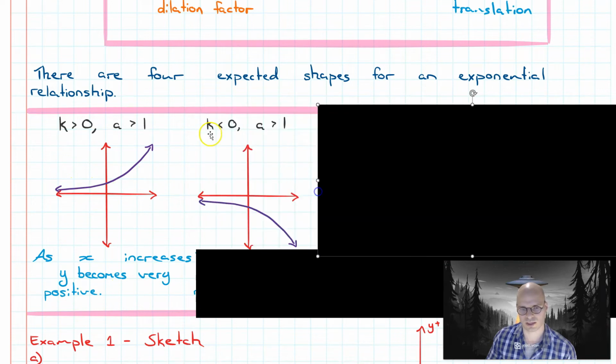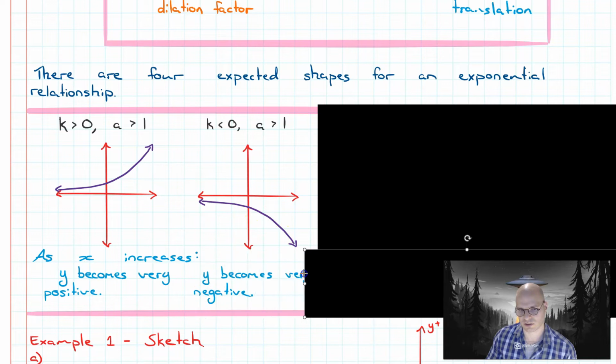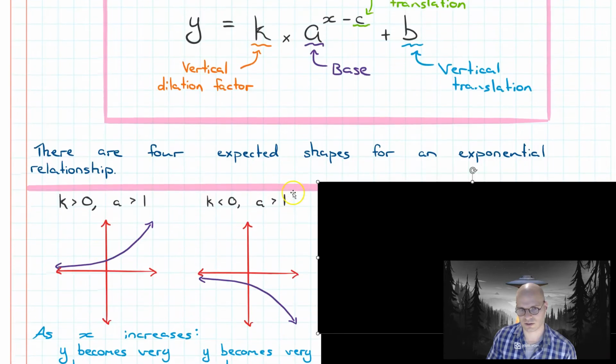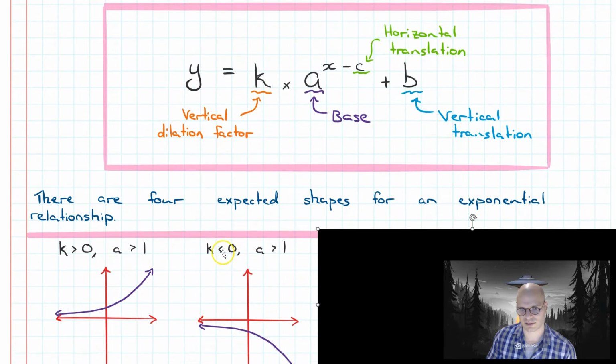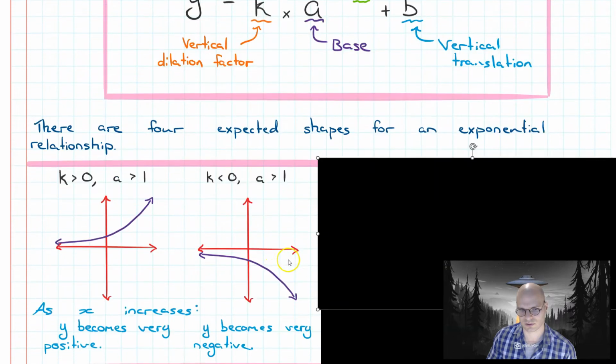Moving along, we have k less than 0 and a greater than 1. You can see that the graph over here resembles that. As x is increasing, what you notice is that the y values become very large but in a negative direction. So you can see y becomes very negative. So k less than 0, a, or our base, greater than 1.